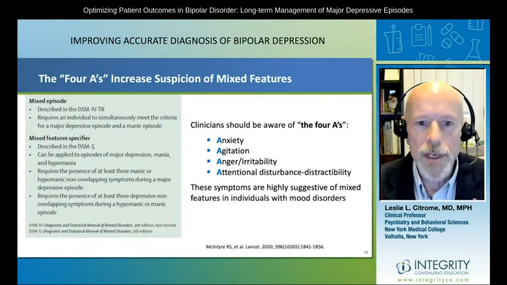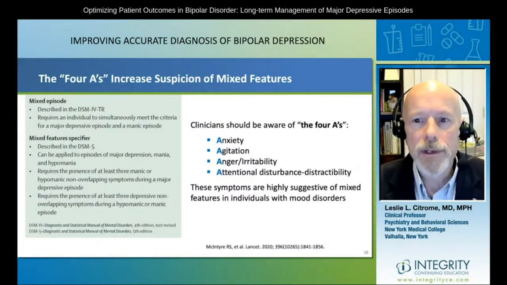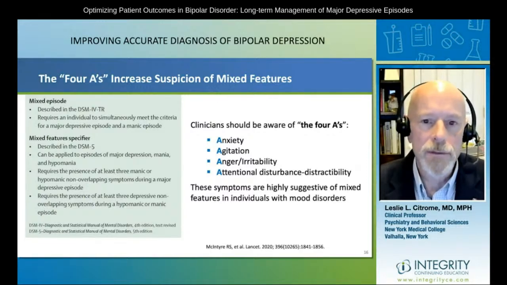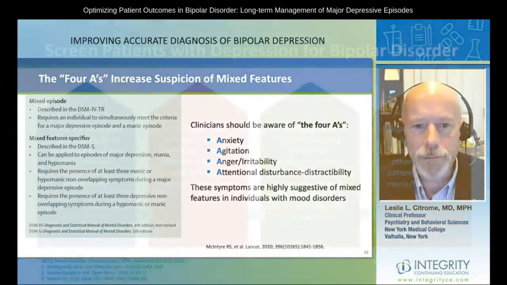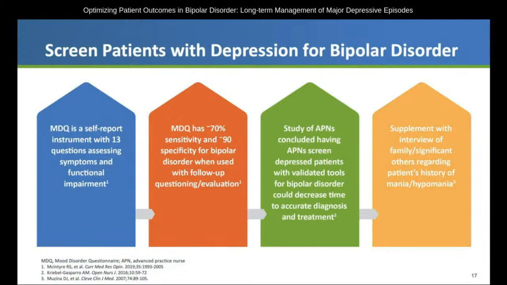And after all, mixed features will point us in another direction in terms of treatment, one that would be consistent with that for bipolar depression. So we'll screen patients with depression for bipolar disorder. We'll do this routinely in order for us to select the correct treatment, and we'll go over some potential choices shortly.